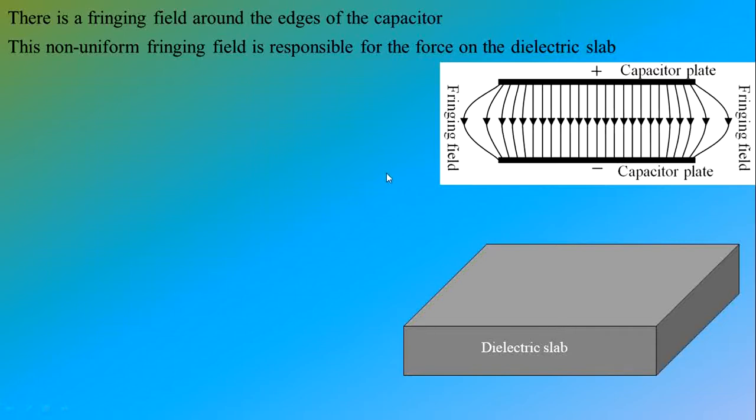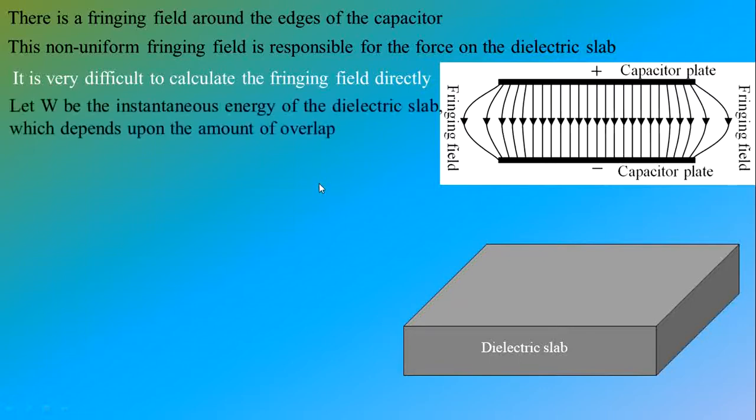So, we will go on to discuss that. It is very difficult to calculate the fringing field directly. So, we will use an indirect method. By using an indirect method, we will find what the force is and hence what the work is on this fringing field. Let W be the instantaneous energy of the dielectric slab which depends upon the amount of overlap.